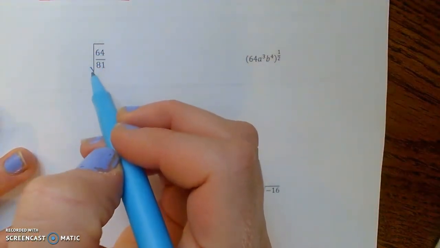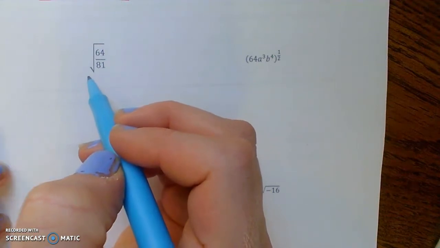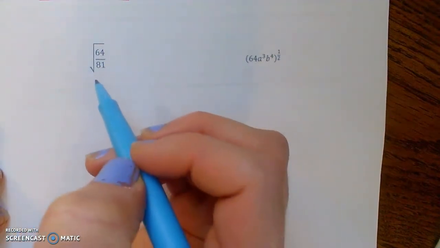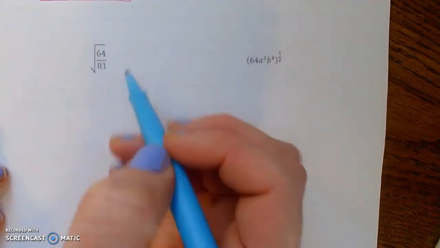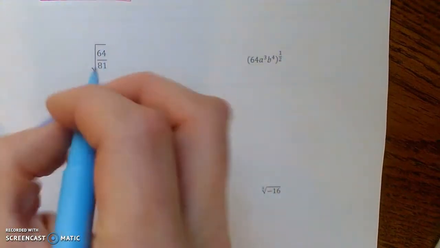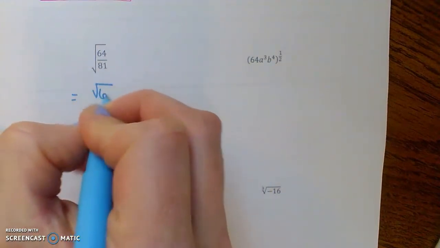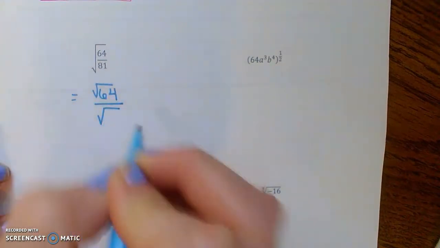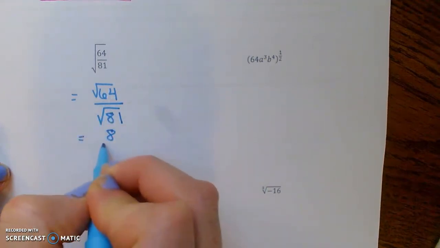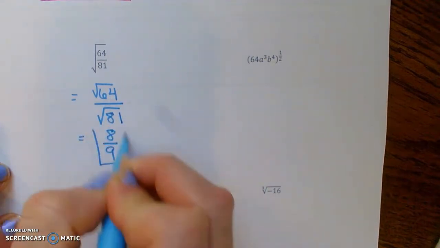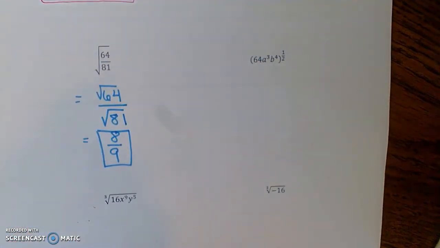Just like how we can break up square roots by taking the square root of each factor when you have things multiplied together underneath the radical, if you have a fraction underneath the radical, you can split that up as the square root of the numerator over the square root of the denominator. Square root of 64 is 8, square root of 81 is 9, so this simplifies to 8/9.